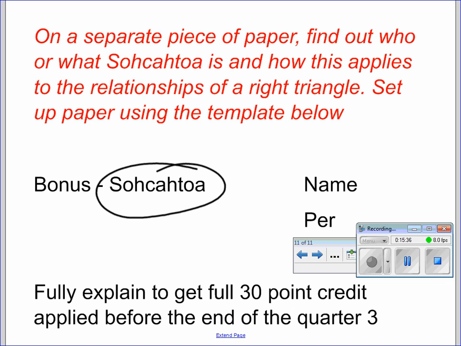On a separate piece of paper, find out who or what SOHCAHTOA is and how this applies to the relationship of right triangles. Set up a paper using the template below. So you're going to set up your bonus paper to look like this. It's going to be on a separate piece of paper. You put it on the back of your homework. I'm not accepting it otherwise. So you're going to write bonus, SOHCAHTOA, name, period, and then you're going to fully explain to get full 30 points credit applied before the end of the quarter as a bonus.